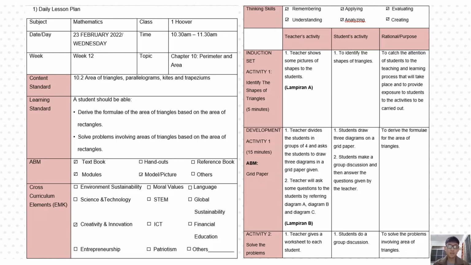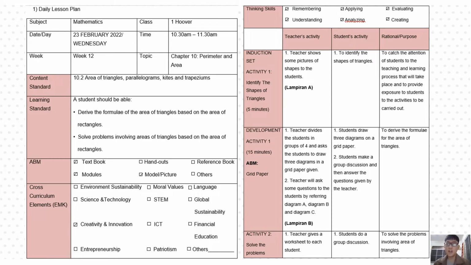There are 2 learning standards. A student should be able to derive the formula of the area of triangles based on the area of rectangles. The second learning standard is that a student should be able to solve problems involving areas of triangles based on the area of rectangles. My ABM, which is Alat Bantu Mengajar, is textbook and modules, and model and picture. My cross-curricular element involves creativity and innovation. Now let's move on to the right part. The thinking skills involved in this module are remembering, understanding, applying, analyzing, evaluating, and creating.